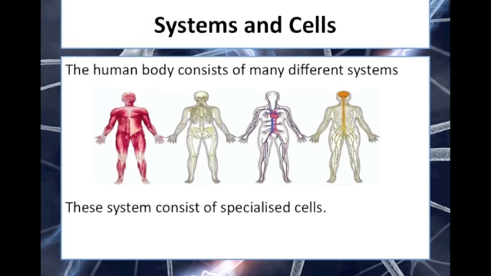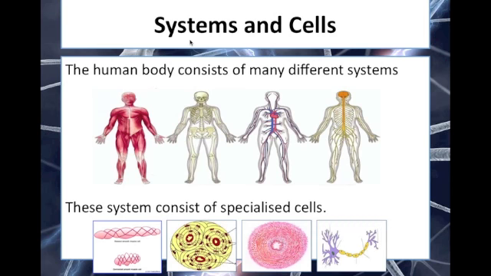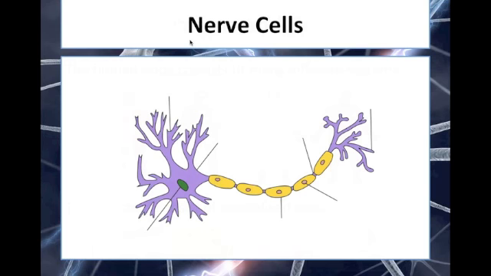So, within the body there are many different systems, and these systems consist of specialized cells. For example, the muscular system contains muscle cells, the skeletal system contains bones which are held together by osteocytes, the circulatory system consists of specialized cells in blood vessels, for example muscular cells, and in the nervous system there are mainly nerve cells. So the first objective was to label a nerve cell.